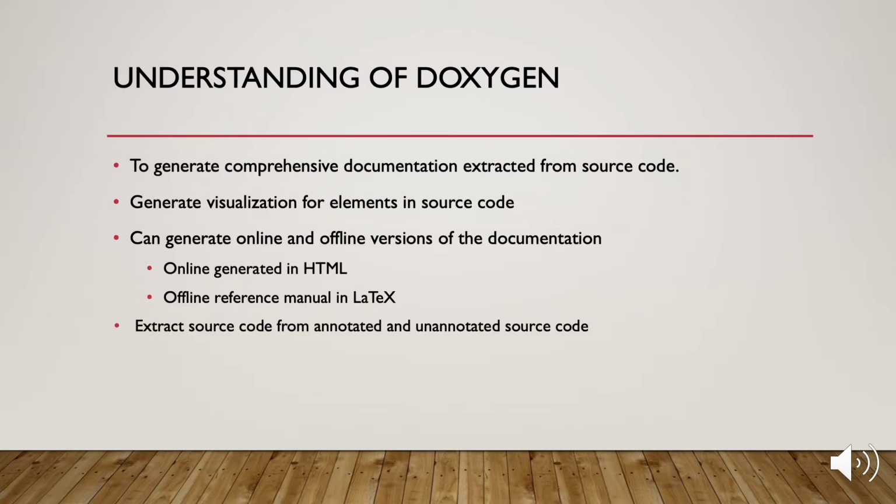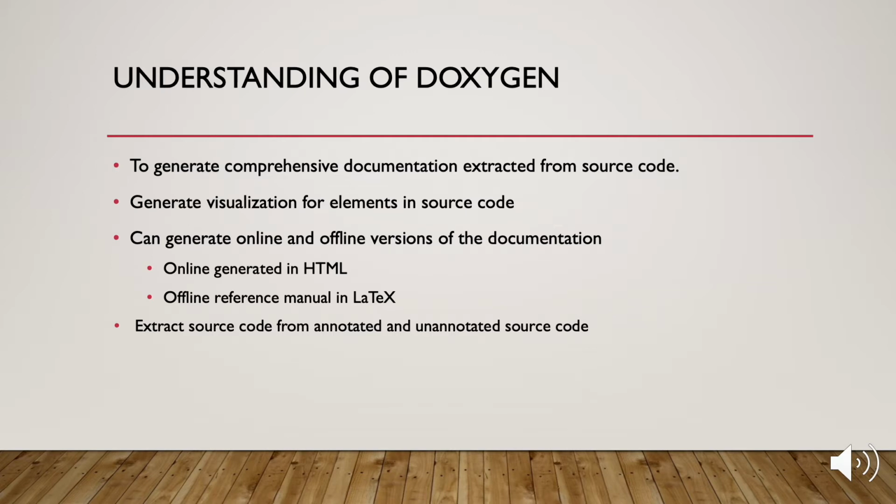The purpose of Doxygen is to generate comprehensive documentation extracted from source code. Doxygen also has the capability to generate visualization for elements in the source code, as mentioned earlier, as well as generate online and offline versions of the documentation. The online version is generated in HTML, while the offline generation creates a reference manual in LaTeX.